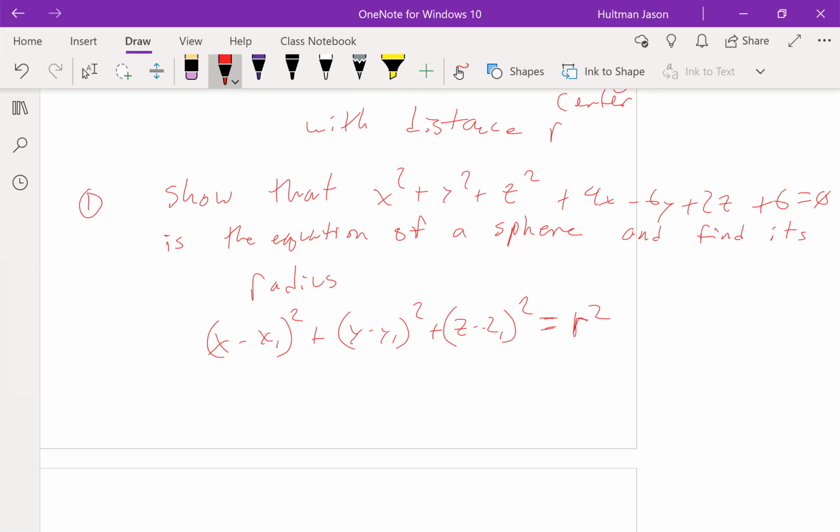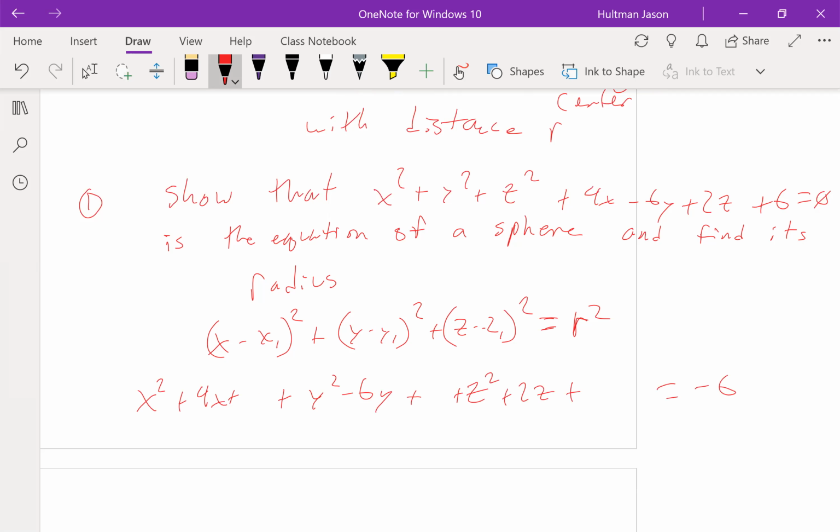Thank you. Okay, absolutely. So I'm going to group these: x squared plus 4x, plus y squared minus 6y, plus z squared plus 2z, and then I'm going to put that 6 on the other side.